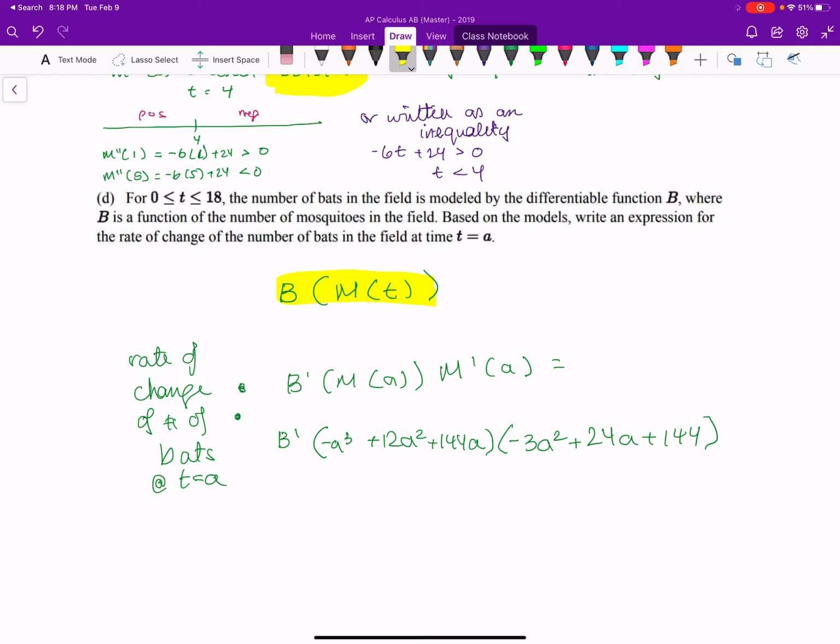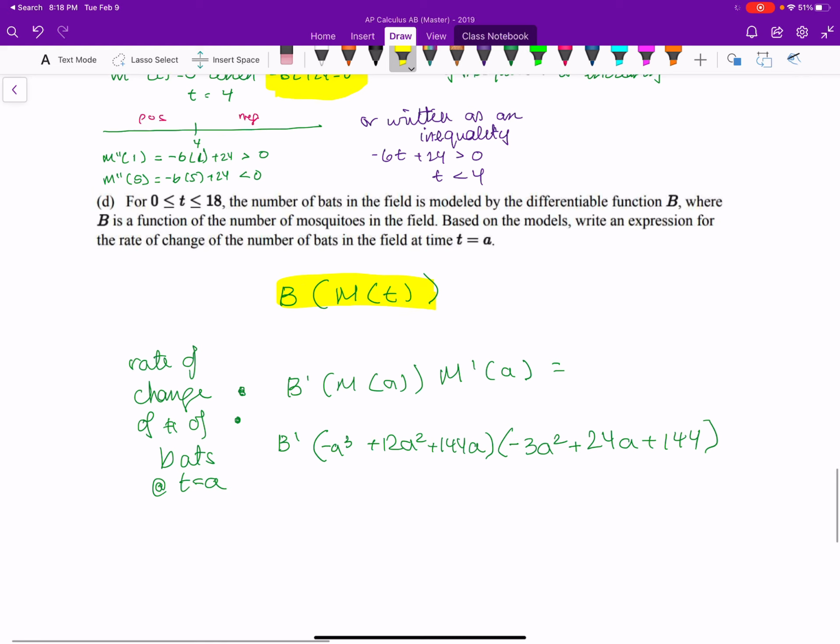So that's just a chain rule. It's just a play on the chain rule. B prime of M of A times M prime of A using the chain rule. Don't forget to take the derivative of the interior. It's like layers of an onion. And then once I've done that, I know what M of A is, substitute it into the function. And I know what M prime of A would be, and substitute that into the derivative function. That's what I got there. And there we have it.